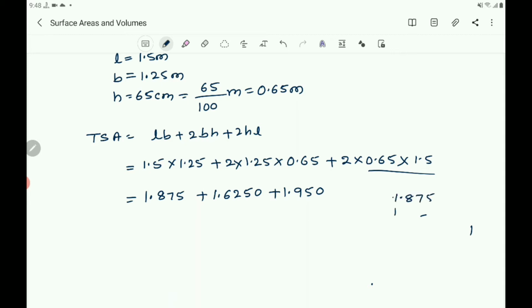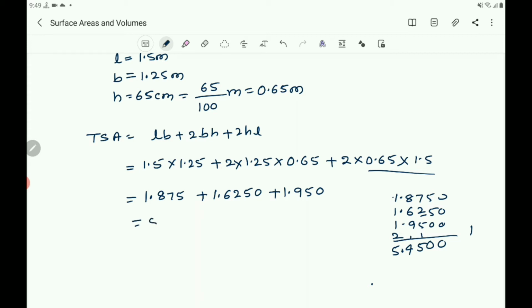1.875, 1.6250 and 1.950. That becomes 5 plus 5 is 10, 5 plus 1 is 6, plus 2 is 8, 8 plus 7 is 15, 9 plus 1 is 10, 10 plus 6 is 16, plus 8 is 24. That becomes 5.45. How much you got?